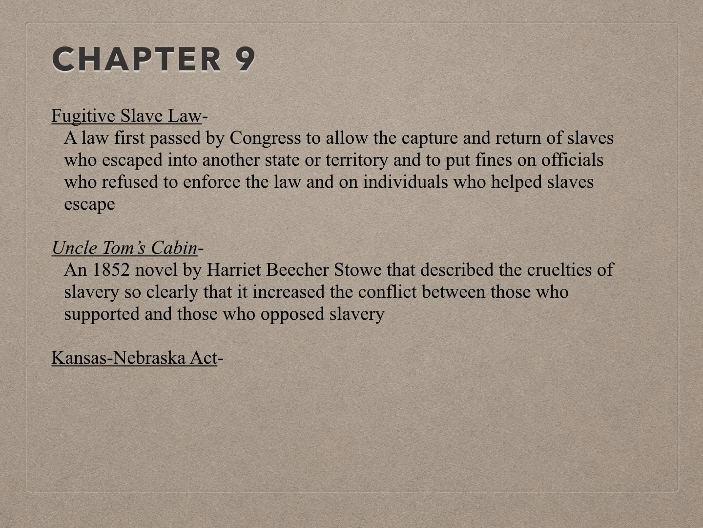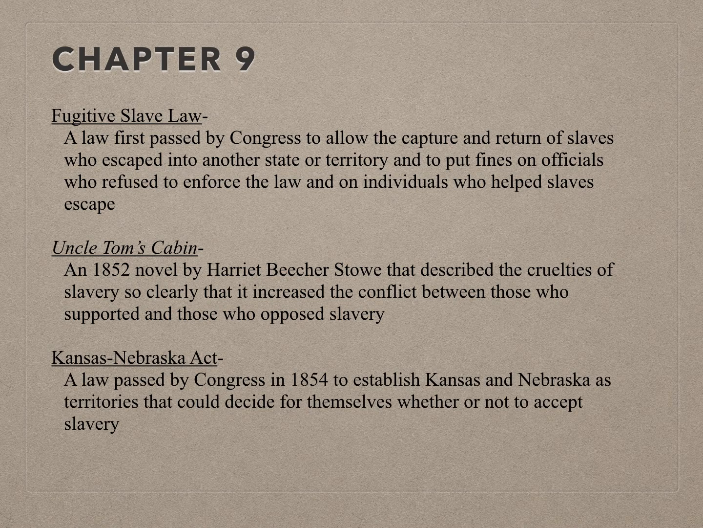The Kansas-Nebraska Act. Another law, this one passed by Congress in 1854, to establish Kansas and Nebraska as territories who could decide for themselves whether or not to accept slavery.